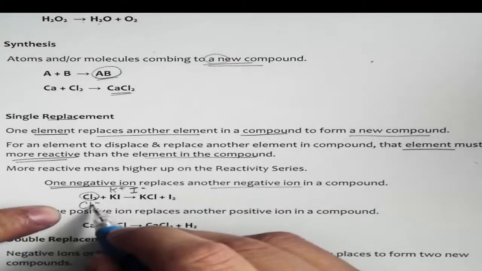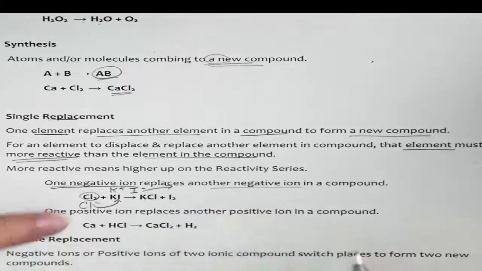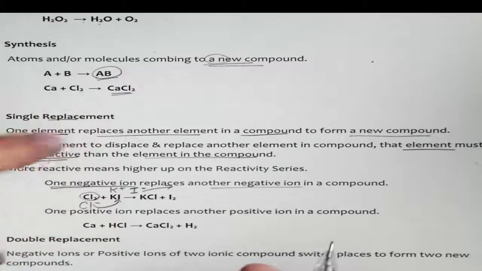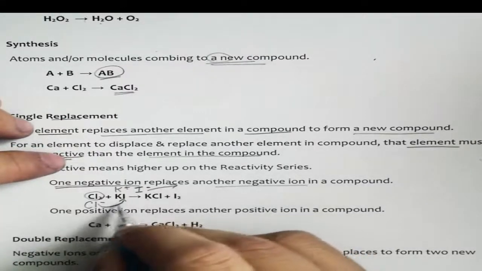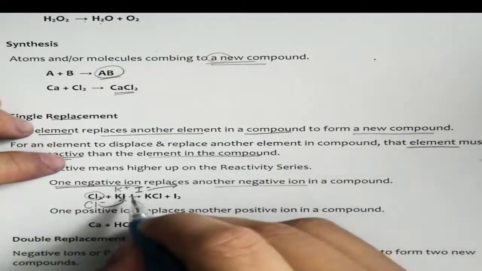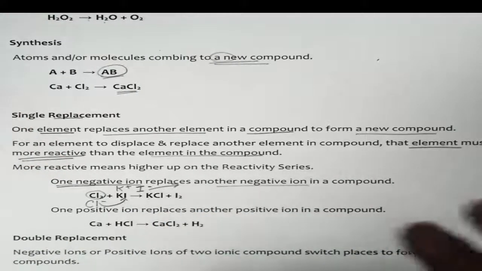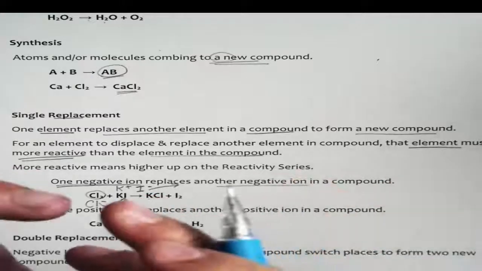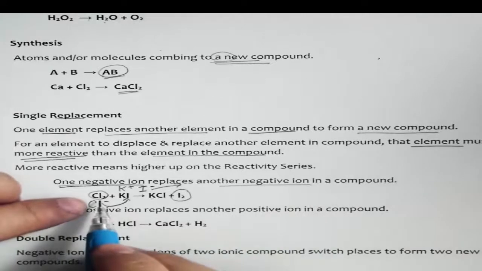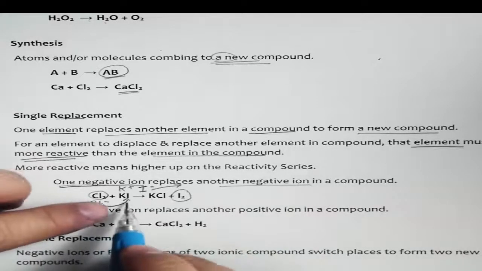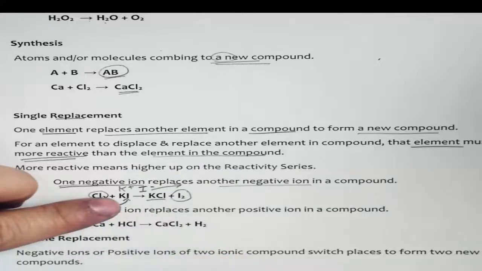So this chlorine gas can come in and kick that iodine out, and that iodine is going to be lonely in this place. Of course, here you have KCl, because the chlorine came in and kicked out the iodine. What happened to the iodine that got kicked out? In most cases, it would bond with itself, and we have I2. So again, notice the pattern: a negative ion comes in, kicks out another negative ion, and makes a totally new compound.